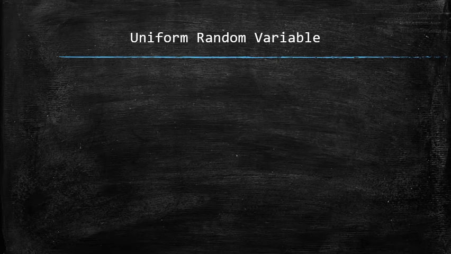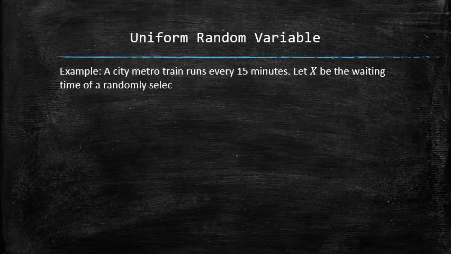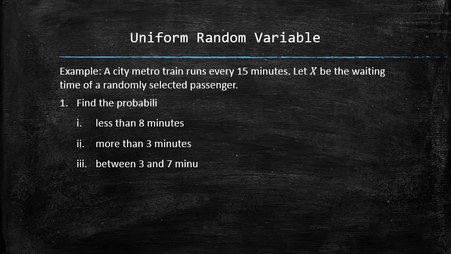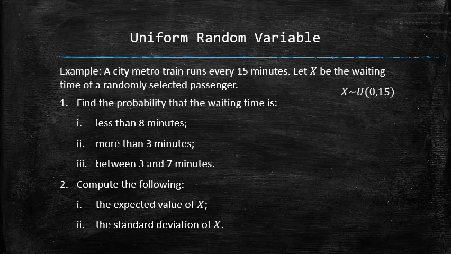Next, we will go over an application of a uniform random variable. Given that a city metro train runs every 15 minutes, let x be the waiting time of a randomly selected passenger. Let's find the following probabilities and compute the expected value and the standard deviation of x. Waiting time is frequently estimated by a uniform random variable, in this case with parameters 0 and 15.